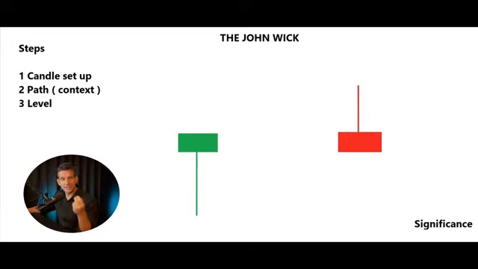And what we're going to do is discuss it in 3 easy steps, just the concept. The first that we want to look for is the actual candle setup. Next is the context or the path that we take to get to this actual candle. And last, we'll discuss the levels. So first, let me start with the candlesticks.